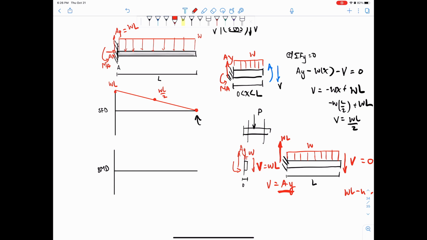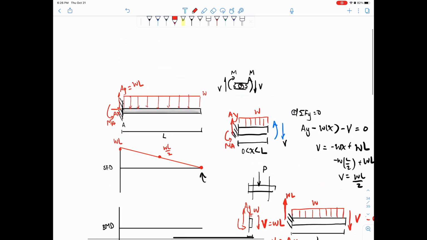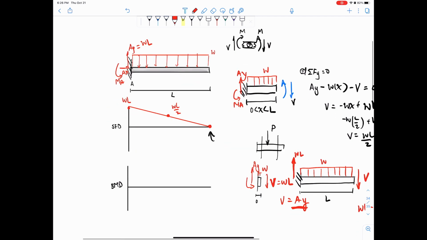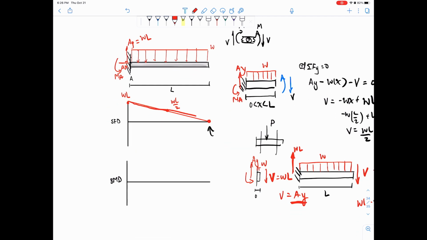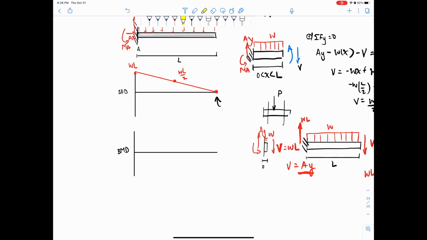And all distributed loads without any shenanigans in between, like another load here, or maybe a triangle load on top, or multiple loads, would generally have something like this. It's just a straight line down from one point to the other. All right. So now that we have that figured out, this is just your shear force diagram.